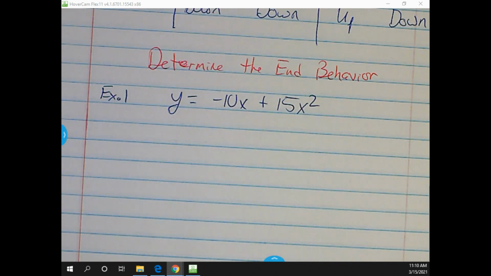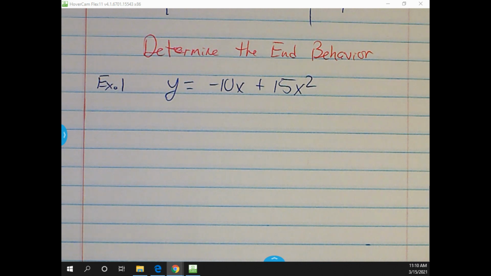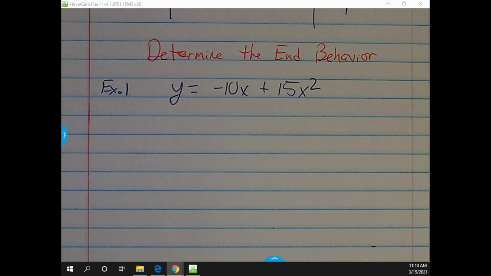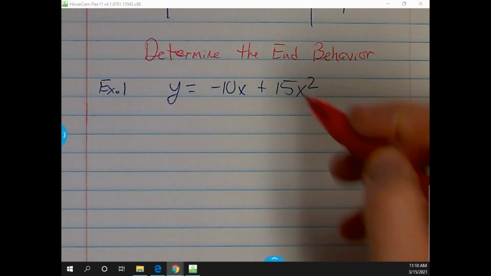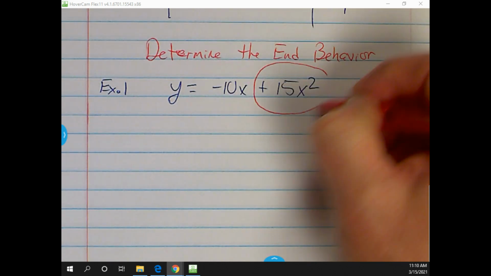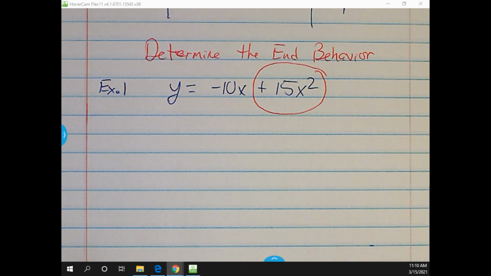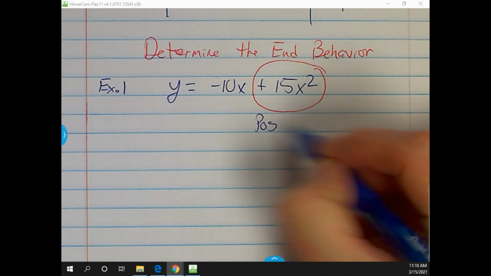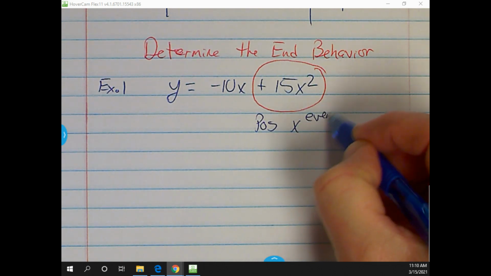All right, sorry, we can see a little bit better. There we go. So y equals negative 10x plus 15x squared. All right, now here's where the standard form part of it comes in. Basically, here's all you have to do. You just worry about the highest power of x, which makes it your degree. So in this case, the degree would be 2. But here's really all you need to worry about. It's positive, and it's x to an even power.